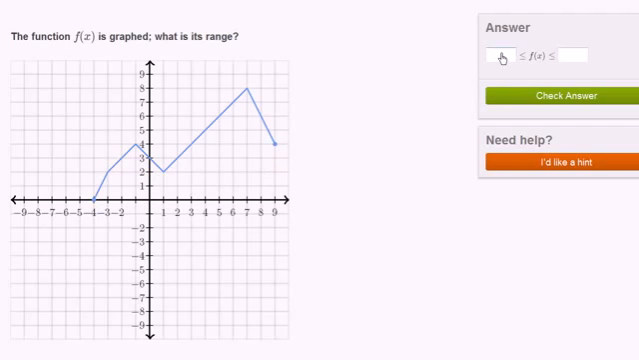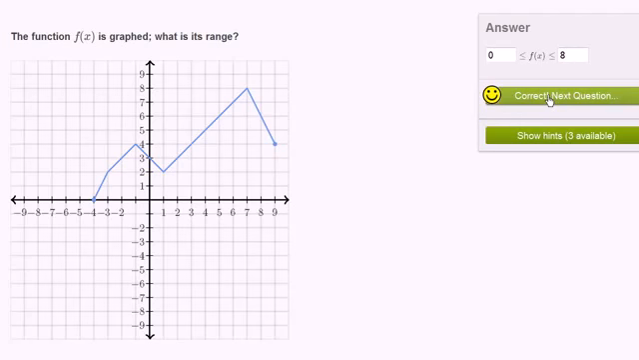So f of x, so 0 is less than or equal to f of x. It does equal 0 right over here. F of -4 is 0. And then the highest y value, or the highest value that f of x obtains in this function definition is 8. F of 7 is 8. It never gets above 8, but it does equal 8 right over here when x is equal to 7. So 0 is less than or equal to f of x, which is less than or equal to 8. So that's its range. Let's do a few more.